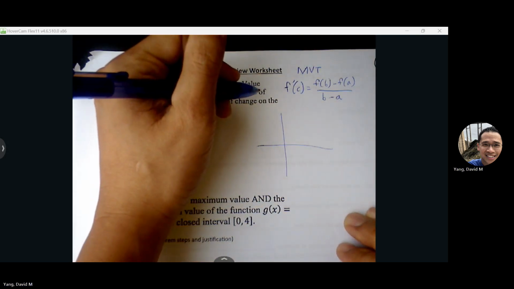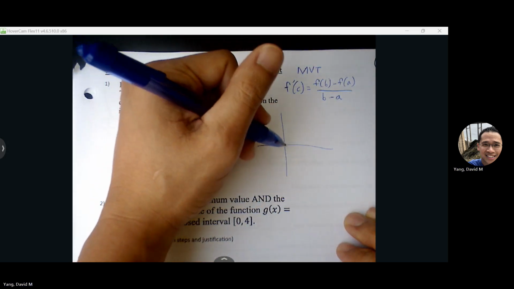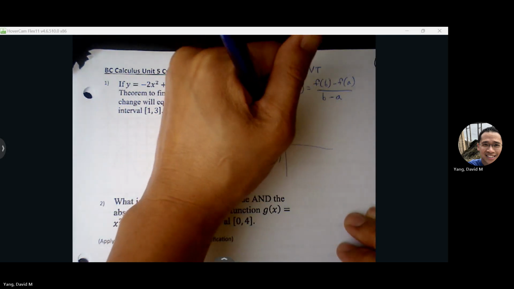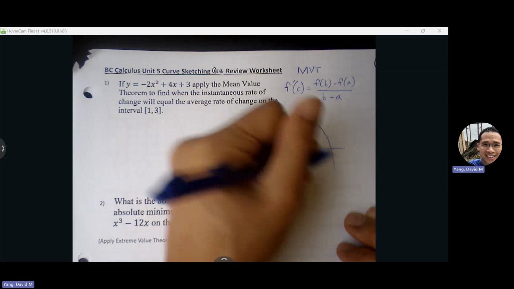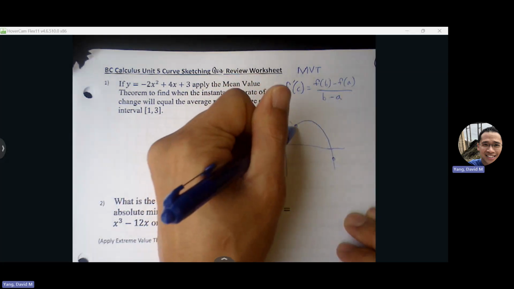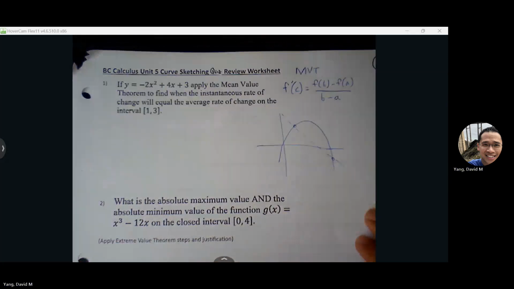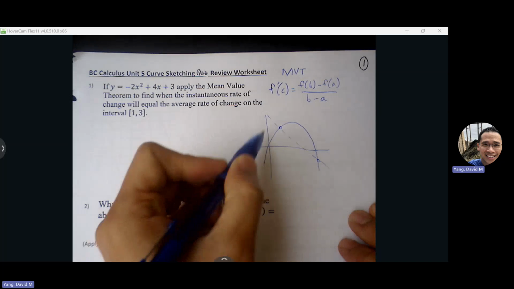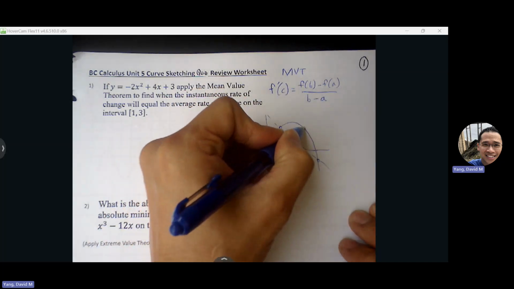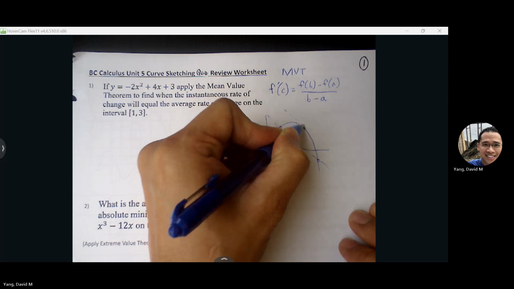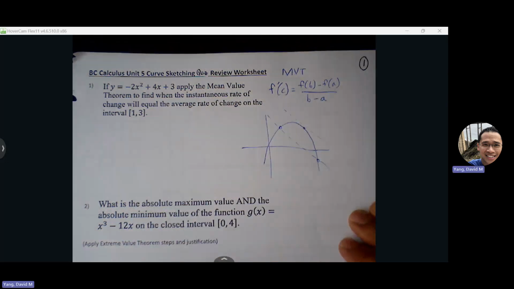And the big picture of what we're doing here is whatever the graph looks like, we're going to be able to find the slope between the two endpoints. And then we're going to figure out through this process, where else on the graph is there a guaranteed slope that we're looking for here?